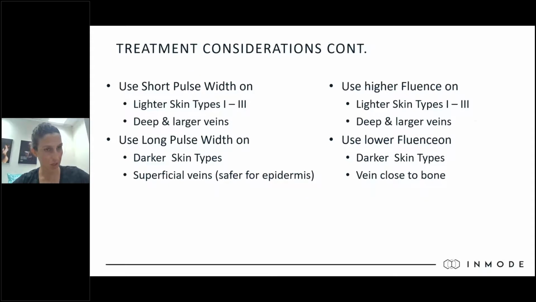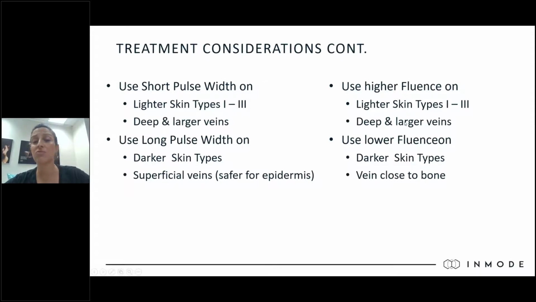Yeah. So a little bit about treatment considerations, and we have two more tips like that. These are very, very important because these will actually help you provide the best treatments for the different types of skin and the different types of vessels, okay? So actually, again, I said that last time, I should switch the sides of this. So let's talk about the fluence first.